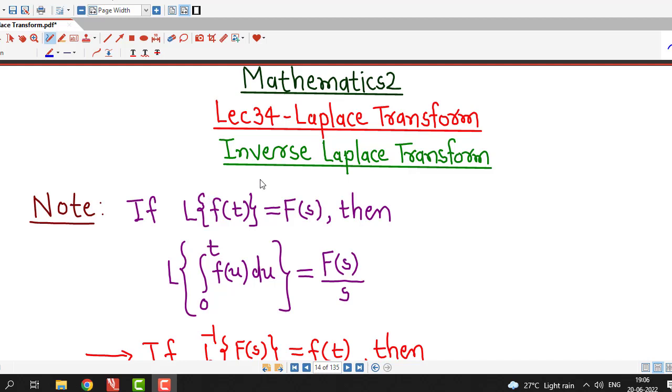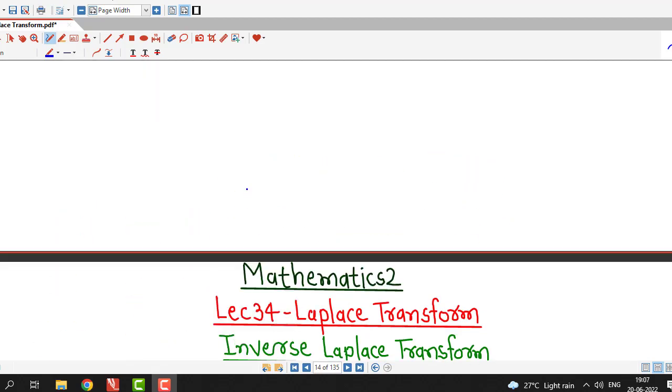Hello friends, I welcome you in lecture number 34 on Laplace transform. In this lecture, we are going to discuss another method for finding inverse Laplace transform. So first we understand what is that method.